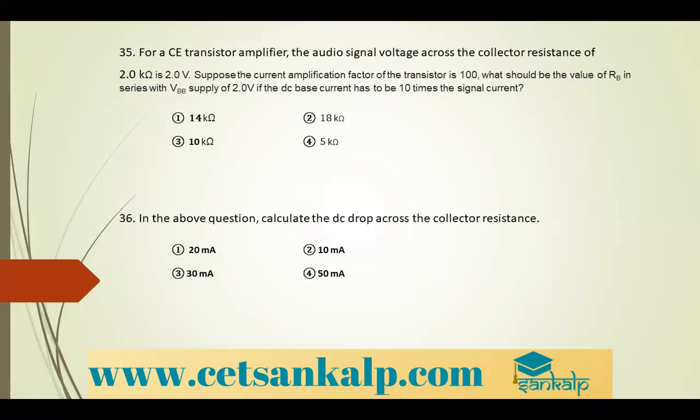Okay. For a CE transistor amplifier, the audio signal voltage across the collector resistance of 2 kilo ohm is 2 volt. Suppose the current amplification factor of the transistor is 100. What could be the value of RB in series with VBB supply of 2 volt if the DC base current has to be 10 times the signal current?